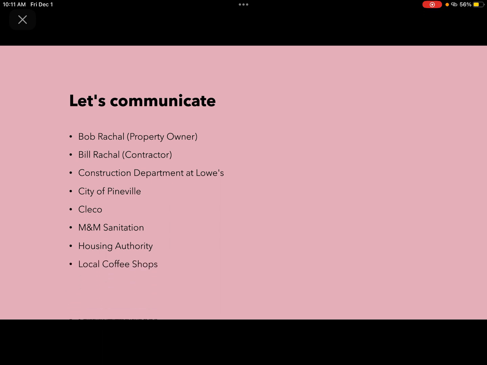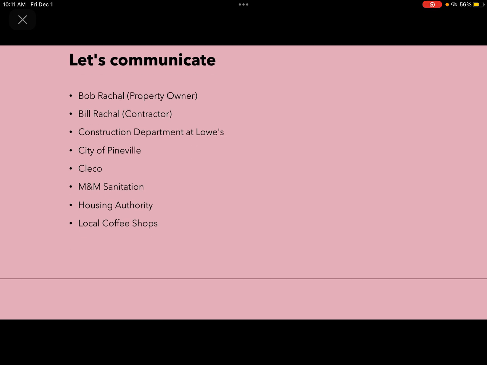And then I also met with local coffee shops to ask permission to hang flyers in their establishment for our open house and to promote that we were renting this home for low-income families. A few families had questions, so we'd meet there if they needed anything or if they had questions about anything prior to the open house.